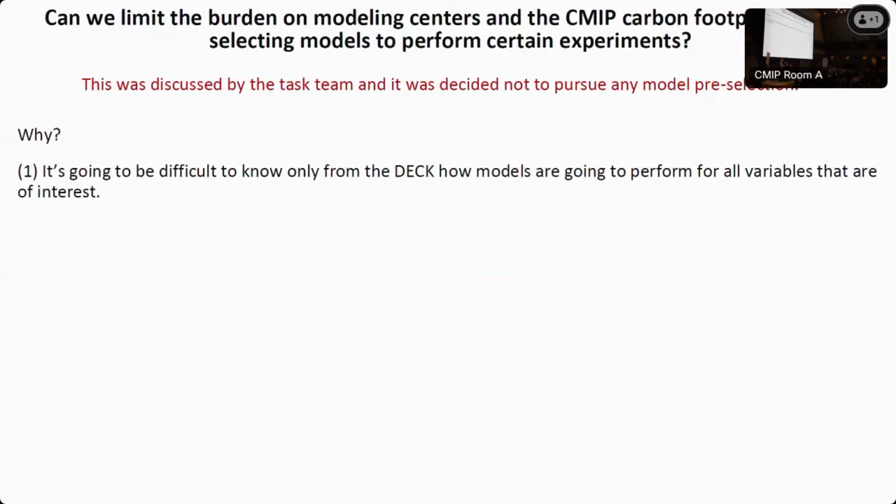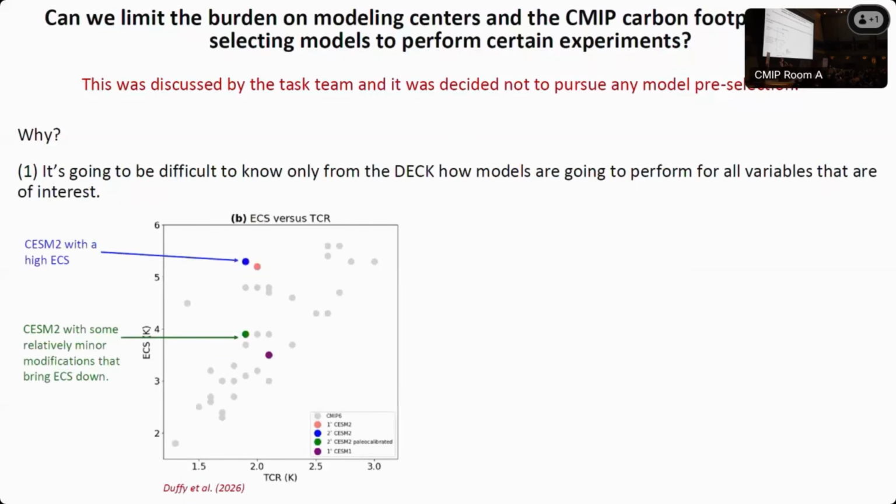Well, one thing is that it's going to be really difficult to know, only say from the DECK ahead of doing all the other experiments, how models are going to perform for all variables that anyone might care about. And I think that's even difficult for global mean temperature. And so for an example here using CESM, CESM2 was a hot model. It had a very high equilibrium climate sensitivity. You can make some relatively small changes to CESM2 and reduce that equilibrium climate sensitivity.